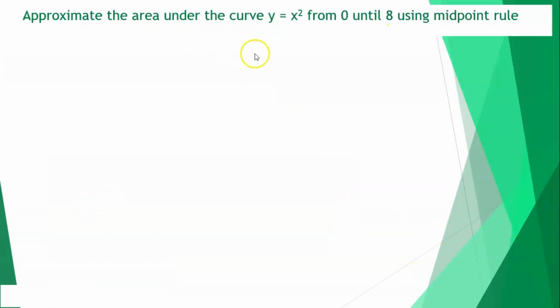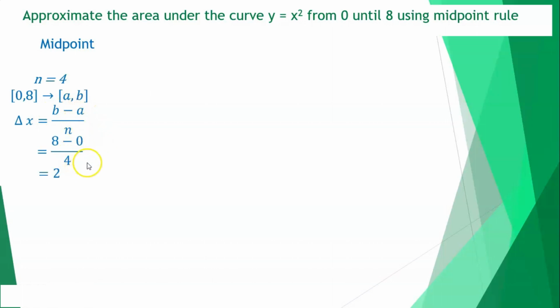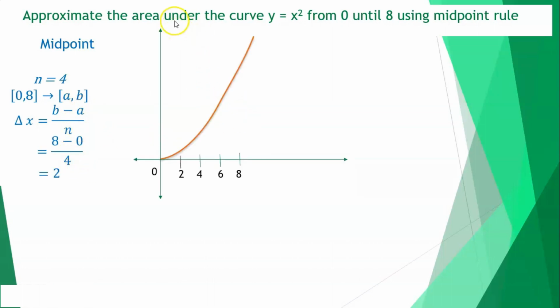Okay, now another method of using Riemann sums is the midpoint rule or the midpoint Riemann sum. So how to do this? So making use of the midpoint rule, still if our n is 4, the same process, so 8 minus 0 divided by 4. So our interval here is 2. So sketching the curve y equals x squared, from 0 until 8, let's identify the midpoint. So our midpoints here: this is 1, this is 3, this is 5, and this is 7.